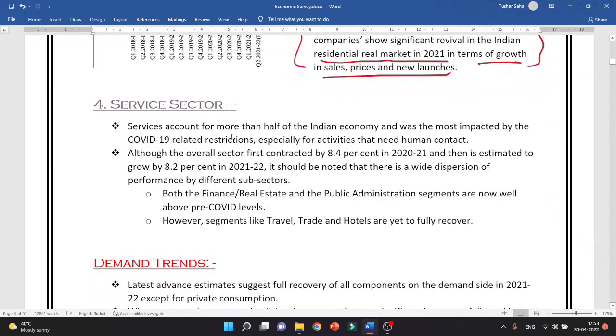Then let's move to the service sector. I hope you already know the service sector. The service sector means IT, health, tourism, etc.